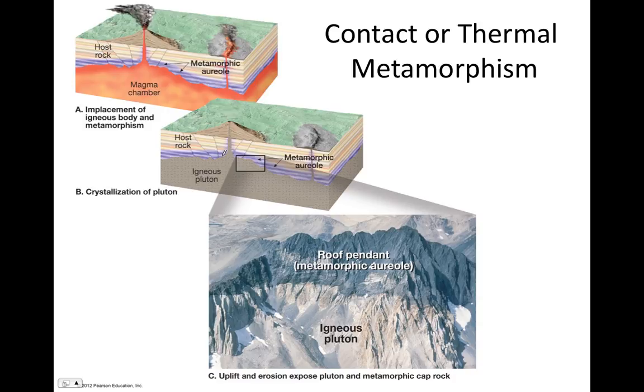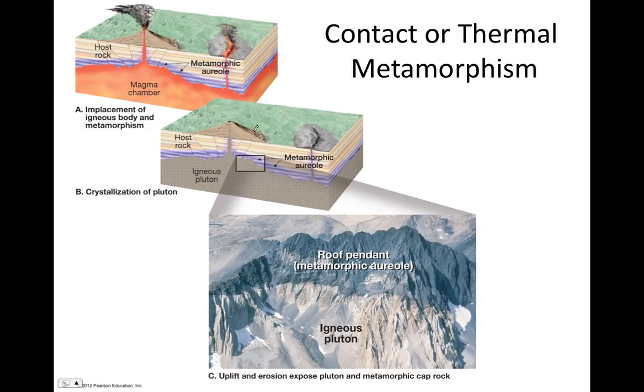So contact or thermal metamorphism occurs whenever a rock is exposed to large amounts of heat being radiated off of intrusive igneous bodies. So for example, this magma body intruded into the crust here, heating this surrounding sedimentary rock. And that heat metamorphoses the surrounding rock, forming non-foliated metamorphic rocks. And the zone around the igneous intrusion, which is heated to the point of metamorphism, is called the metamorphic aureole, sometimes commonly referred to as the baked zone.